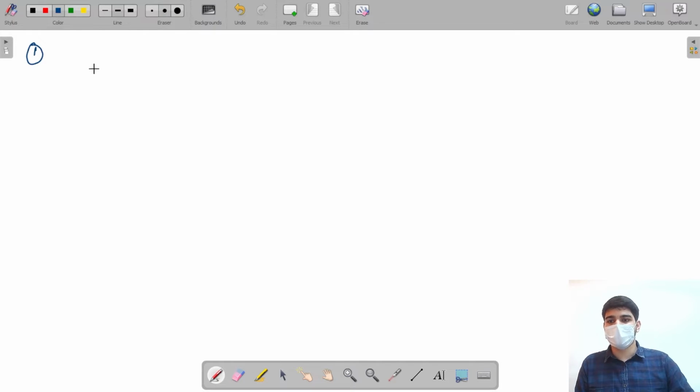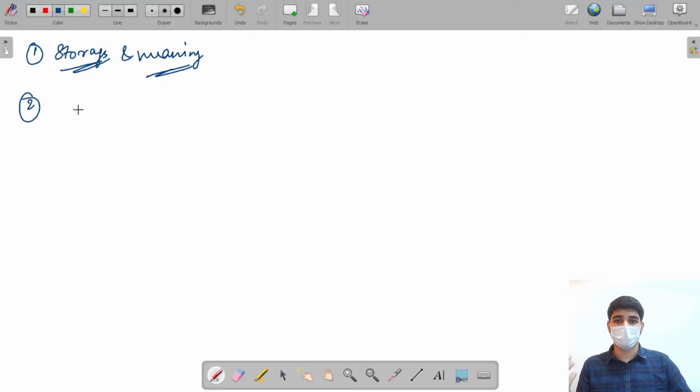So the very first thing in DP that we do is assign storage, right? So we assign storage and meaning to the storage, of course. And the second step that we do is we recognize the direction, and the third and last step is to traverse and solve, right?